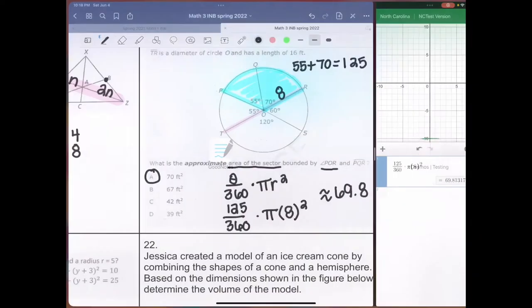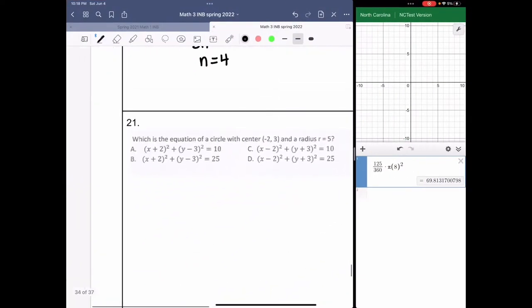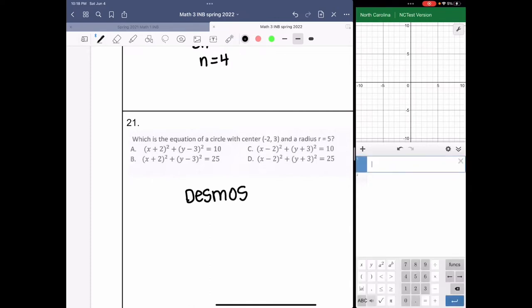All right, so let's look. So you should have already done 21. 21 you would do in Desmos. You would look for your center, and if you plug that into Desmos and you check, the correct answer here is B. So if we check that, we can see that we have y minus 3 equals 25.